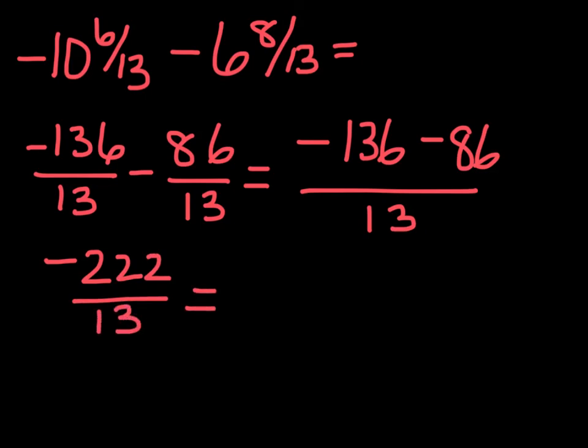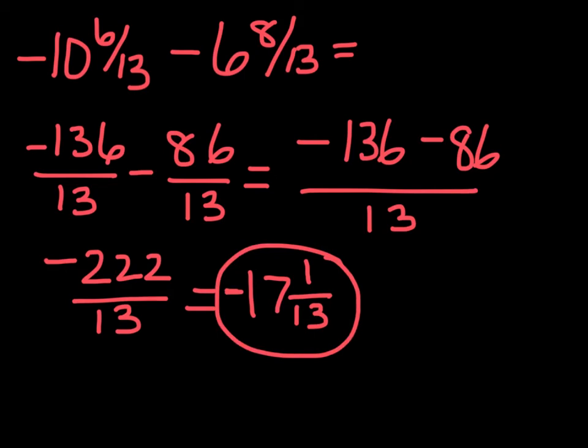13 goes into 222 17 times with a remainder of 1 over 13. And don't forget that negative sign. Can't lose that negative sign. So our answer is -17 and 1/13.